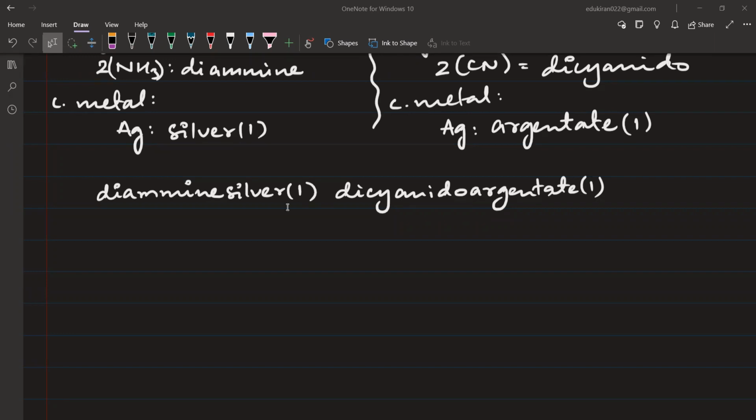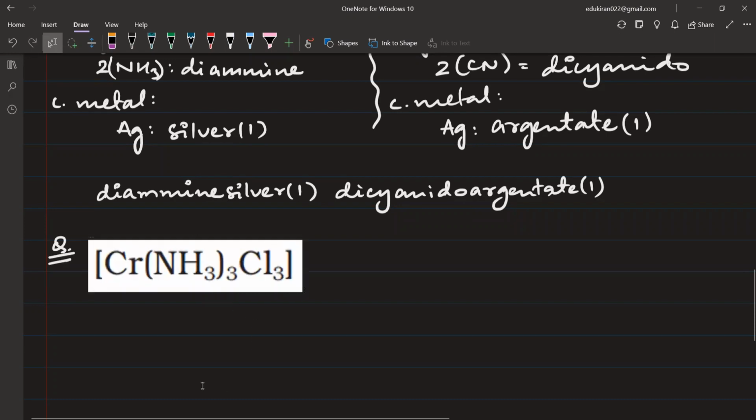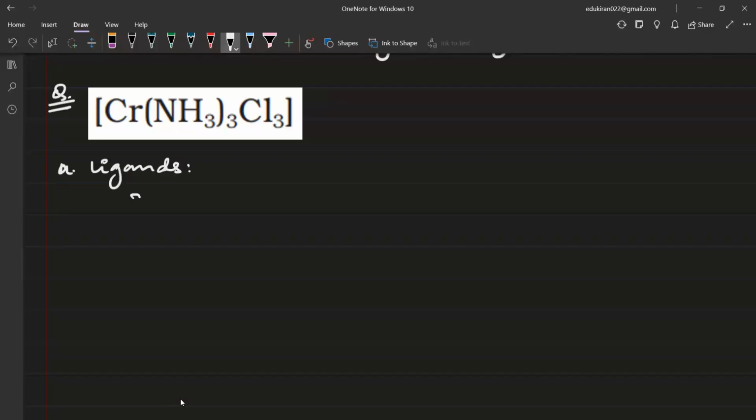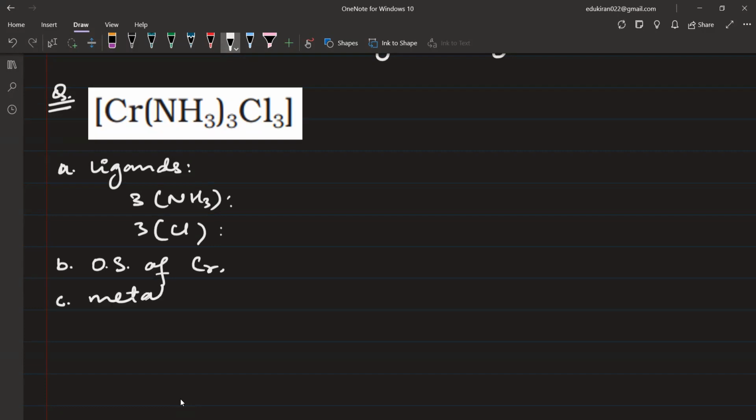Done. Write this question. This is an example for neutral case, okay? So since you don't have any counter ion, you'll start with the ligands. You have 3 NH3 and you have 3 Cl. Write for both. In B part you have to calculate the oxidation state of Cr, and then in C part you have to write the metal. Come on, write this down, send the answer on my WhatsApp.